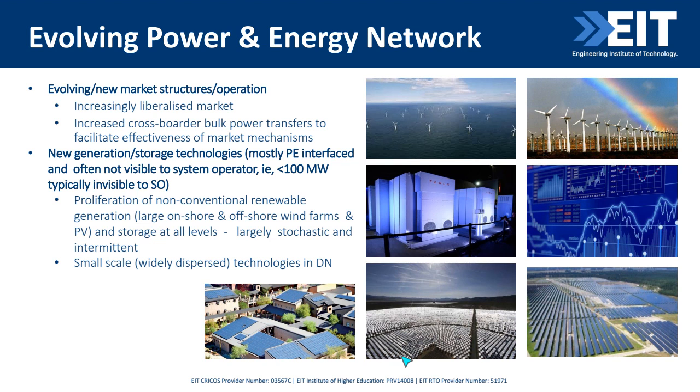So you find a lot of onshore and offshore wind farms. You're finding a lot of large PV, concentrated PV. And you're finding now storage coming in big ways. You find batteries, 300 megawatt batteries, 400 megawatt batteries coming as a backup supply. And most of these, especially the wind and the solar, are stochastic and intermittent. Can we depend on that completely? That is the big question. Then there is the small-scale one, which is widely dispersed technologies used in the distribution network. So we've got all these wonderful things coming up.